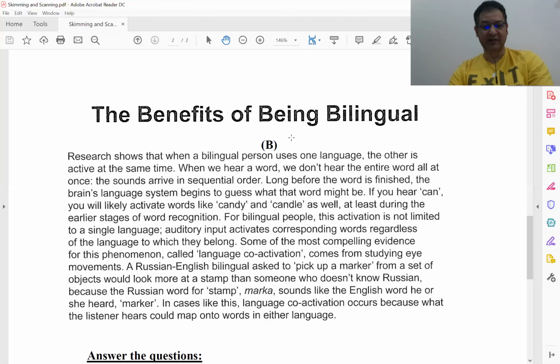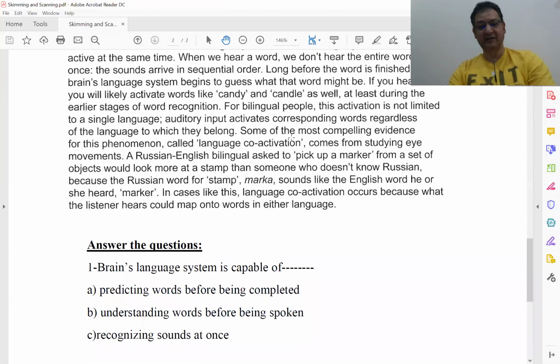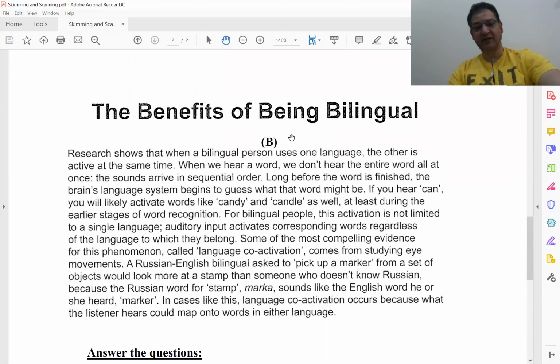Let's go to the last sentence. The last sentence is: in cases like this, language co-activation occurs because what the listener hears could map onto words in either language. I think the first sentence and the last sentence both have the same idea. So from the title, from the first sentence of the paragraph, and from the last sentence of the paragraph, I did skimming. Now let's move to scanning.